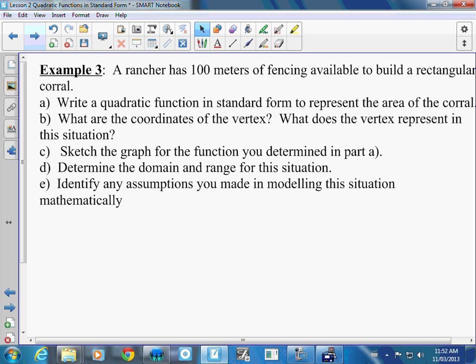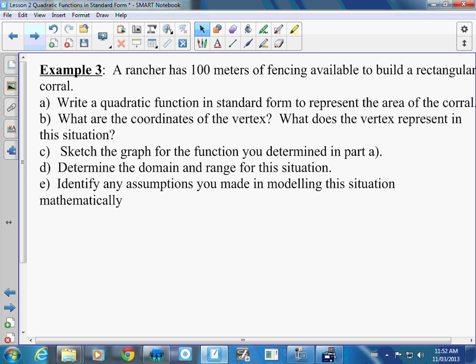Now we're going to approach it from an algebra point of view. You've got a rancher. He has 100 meters of fencing. Fence. Put a fence up so dogs stay in the yard, people don't get in. Around your house. Do you have a fence around your house? Okay. Fencing, okay. He's building a rectangular corral, right? So 4 sides to this thing. We're going to keep some animals in there. Or students, whatever you want.